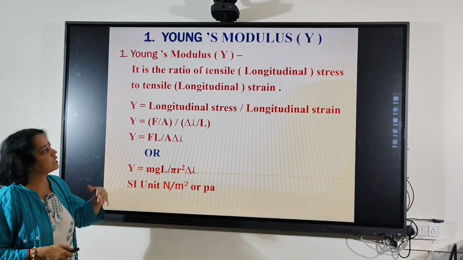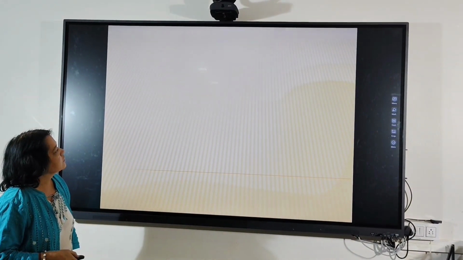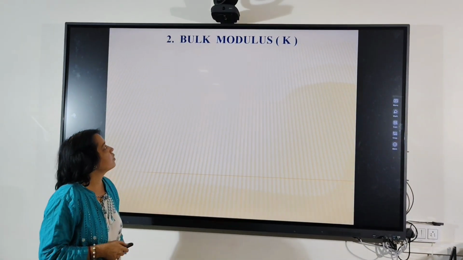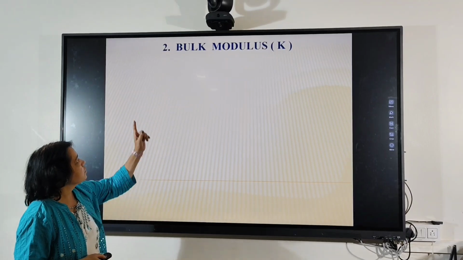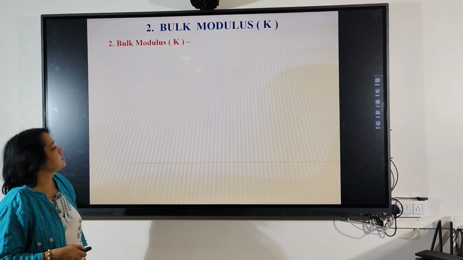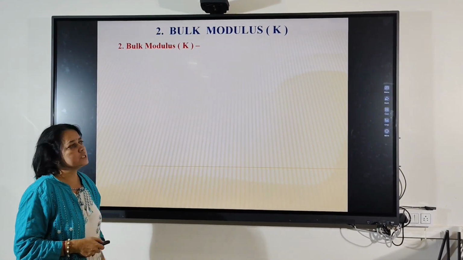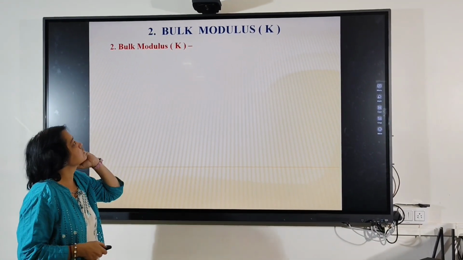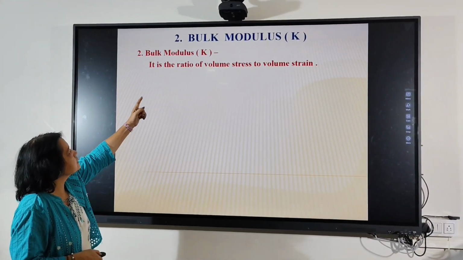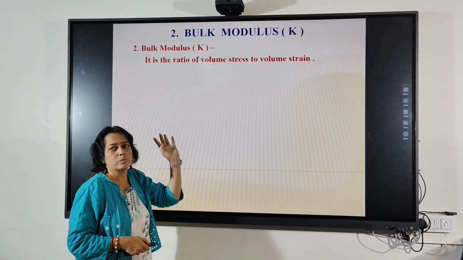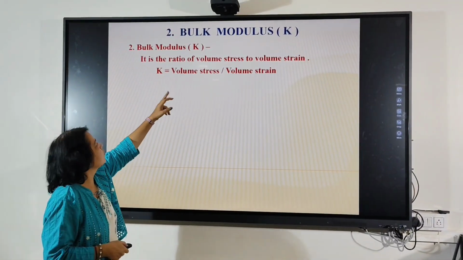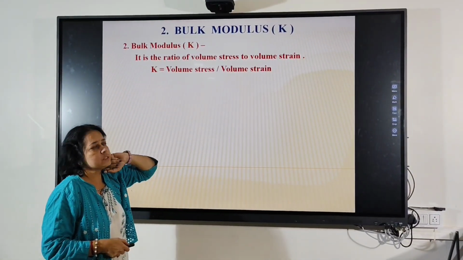Similarly, the next type is related to volume, which is known as bulk modulus. The second type of modulus of elasticity is bulk modulus, denoted by capital K. Its definition: it is related to volume, meaning the ratio of volume stress to volume strain. Therefore, K is equal to volume stress upon volume strain.